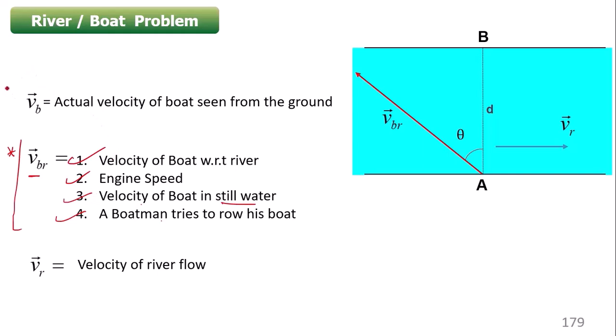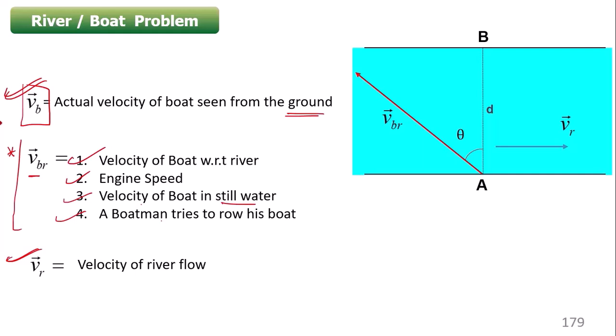What is VB? VB has one simple meaning: it is the actual velocity with which the boat is moving as seen from the ground. Another important parameter is the velocity of river VR. In 99% of cases you are asked to calculate VB, but that doesn't mean you are always asked to calculate VB. You have to formulate the problem, and based on the given information you can calculate any of the parameters.